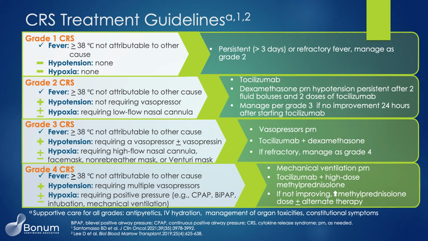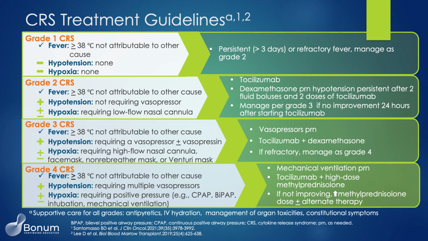So for patients with grade 1 CRS, remember I told you that fever is the hallmark of this. Those patients can either be managed very conservatively, or they can be managed with acetaminophen, or they may be able to be managed with tocilizumab if it's early onset. Grade 2 CRS requires fever and vital sign instability, which might include low blood pressure, which does respond to fluids, or hypoxia. And for those patients, things like tocilizumab and dexamethasone should be considered.